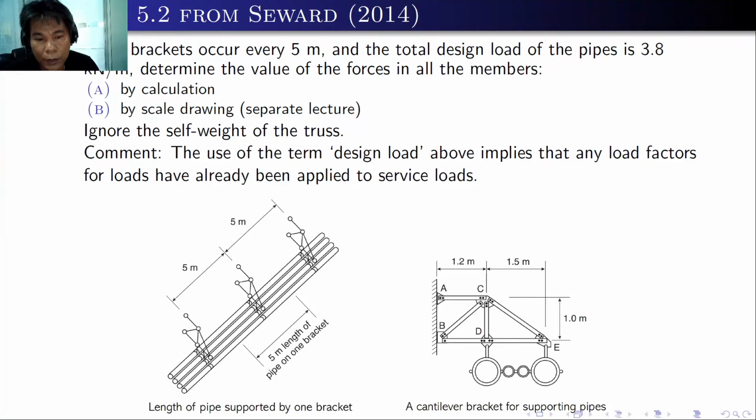So either you will be using allowable strength design or strength design method, or the LRFD.